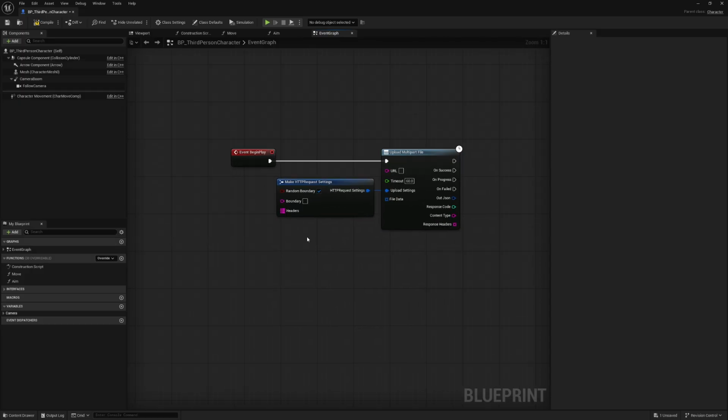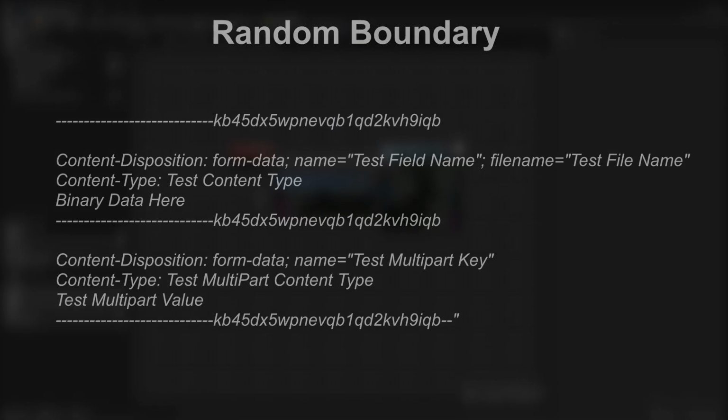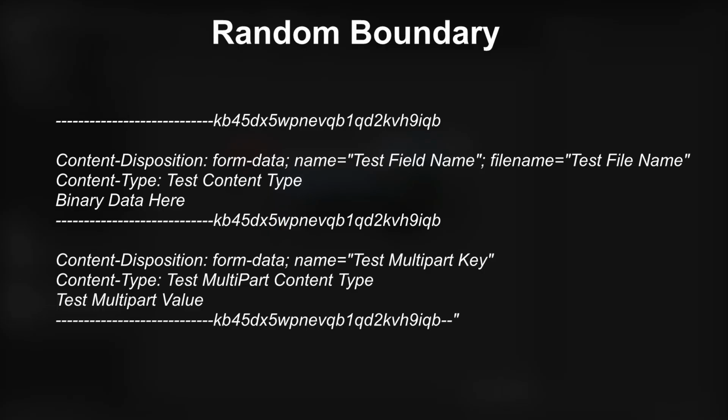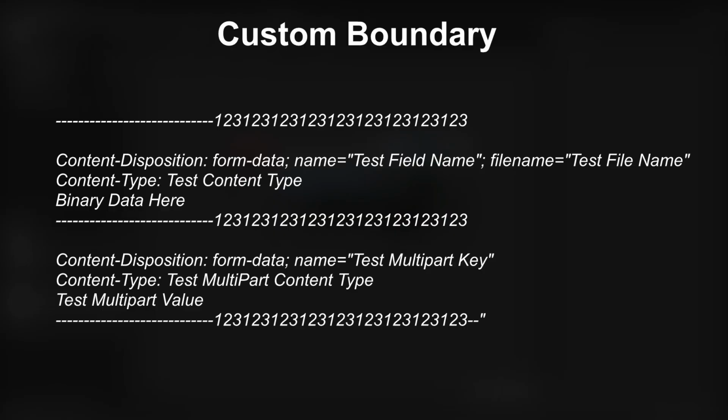So as this is a multipart form request, the way this is structured is there are boundaries and dividers between each piece of data. And here you can define if you would like a random boundary to be created or if you would like to specify your own boundary. On screen right now, I will show you an example of how a multipart form request looks under the hood, so you understand what this is referencing.